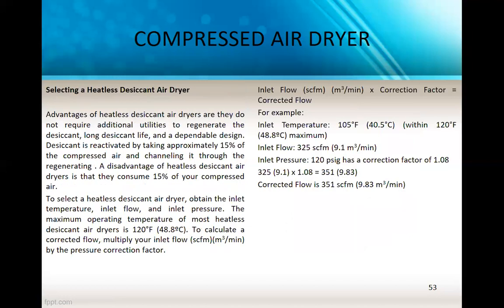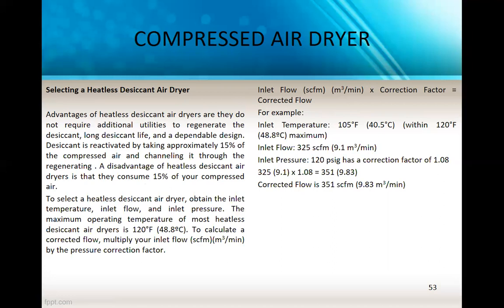Selecting a heatless desiccant air dryer. So advantages of heatless desiccant air dryers are they do not require additional utilities to regenerate the desiccant, siyempre walang heat, long desiccant life, and a dependable design. Desiccant is regenerated by taking approximately 15% of the compressed air and channeling it through the regenerator. So mainit pa yun. Ang disadvantage of heatless desiccant air dryers is that they consume 15% of pure compressed air.